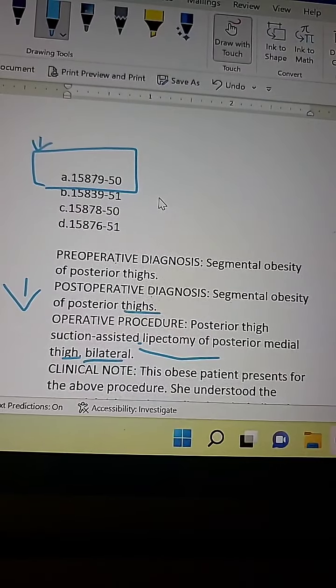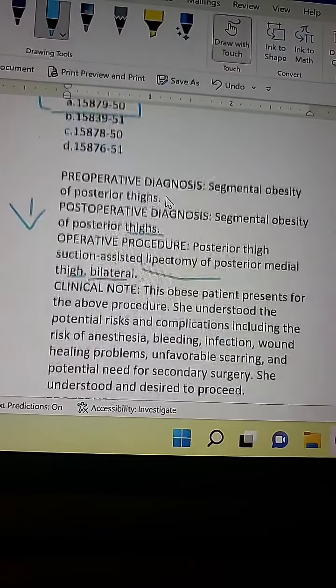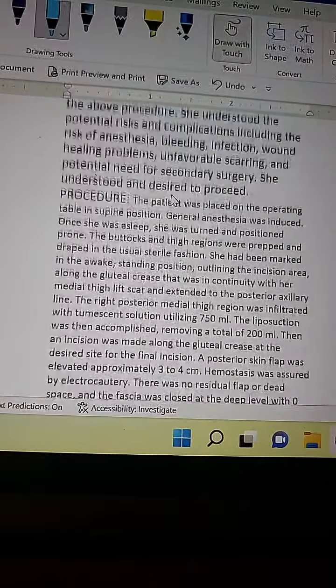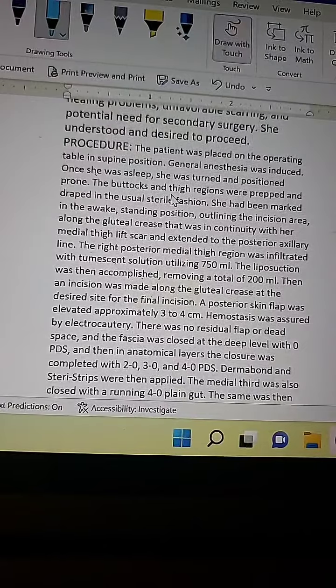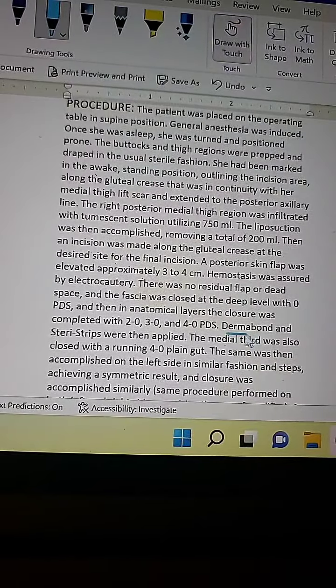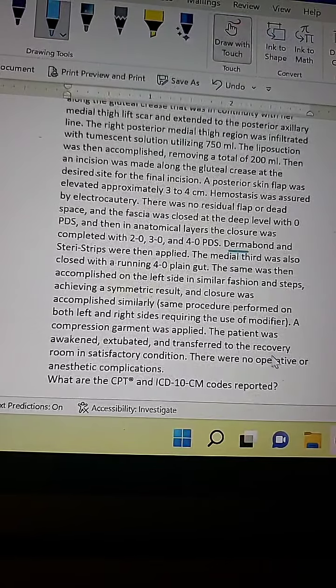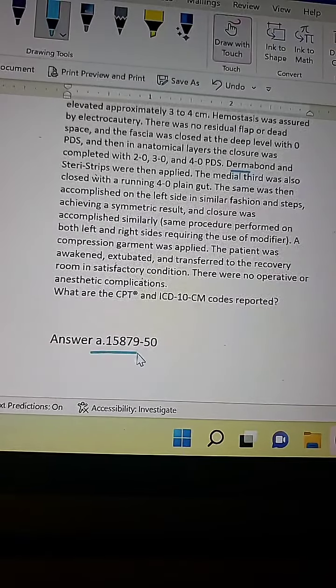I like it. Here's our procedure. Good Lord, lots of writing there. They used some glue and steri strips. Somebody's going to be sore tomorrow. And A is our answer.